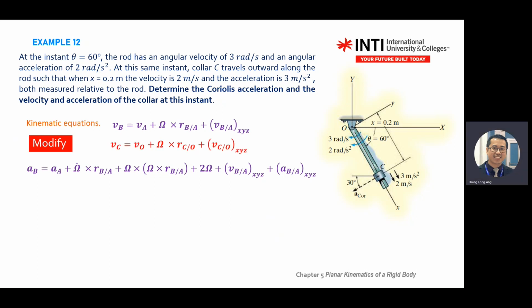You modify accordingly. You're looking at C to O. So always your target is C because the question asks you at the collar. Your target is always outside the equation, which is on the left. You modify B to C, A to O. Okay, same with the acceleration equation. The rest, you read from the diagram, substitute, and you get the answer.